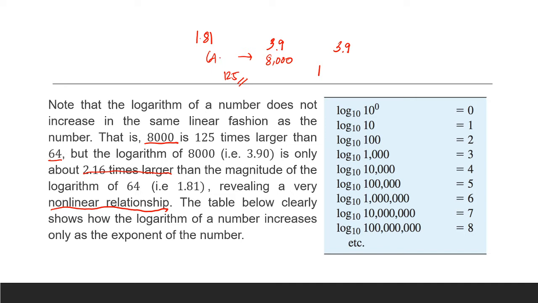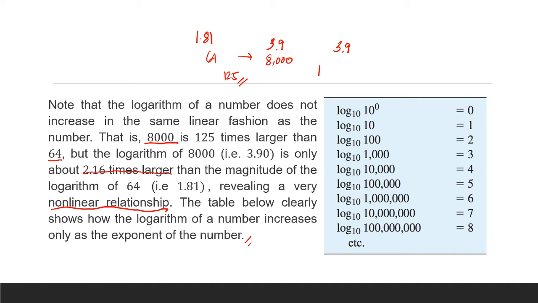Kung yung 64 naging doble, yung 1.81, hindi yan madodoble kapag dinoble mo yung value nito. So, that is the logarithmic relationship natin. So, pag tinignan natin tong table na to, makikita naman natin kung paano ba yung pag-increase ng isang logarithm na value. Nag-increase siya as the exponent of the number increases.